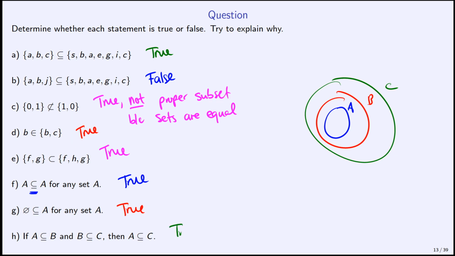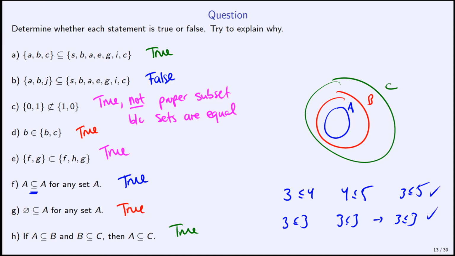Yeah, that's true. Because remember, if we think about less than or equal to, let's think about this. If 3 is less than or equal to 4, and 4 is less than or equal to 5, then is 3 less than or equal to 5? Well, the answer is yes. What if these are all the same number? If 3 is less than or equal to 3, and 3 is less than or equal to 3, then is 3 less than or equal to 3? Yeah, it's the same thing. So, if you think about the subset being like this less than or equal sign, then it's a little bit easier to think about these more theoretical things.